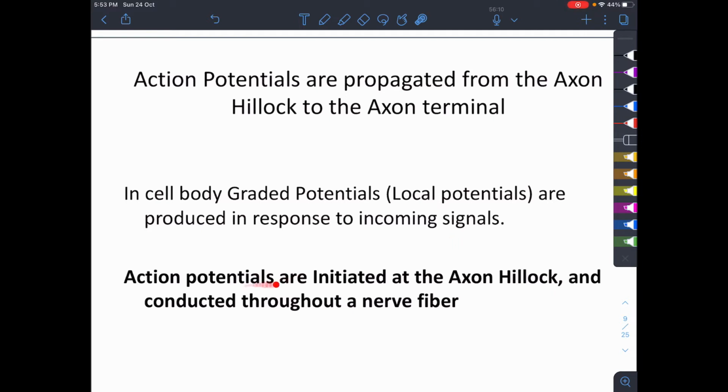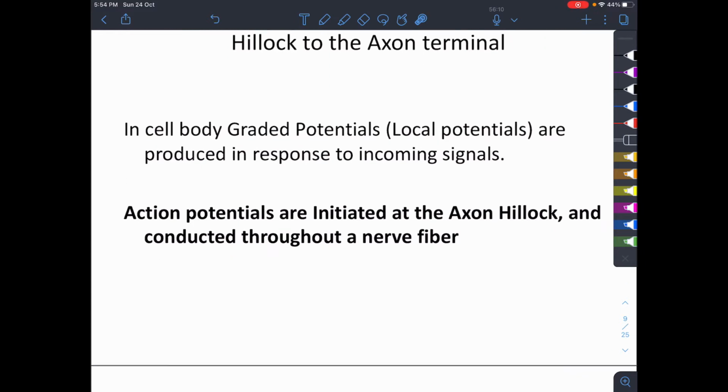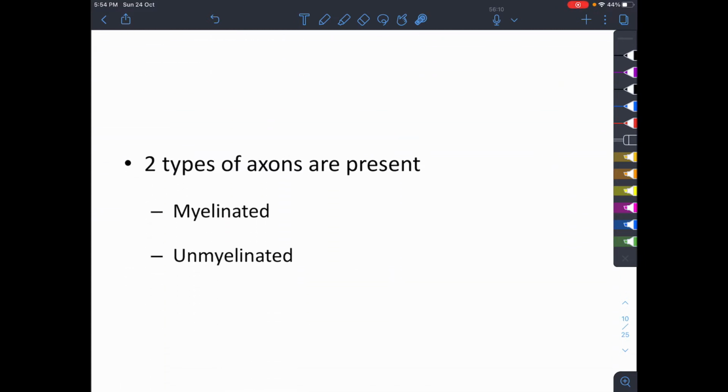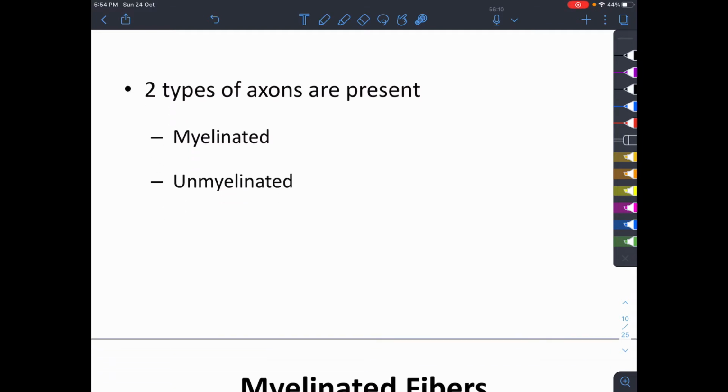So the action potentials are initiated at the axon hillock and conducted throughout the nerve fiber وتوصل للأكسن terminal and we have secreting of the chemical messengers at the axon terminal. The two types of the axons اللي هم عندنا myelinated and the unmyelinated. وش الفرق؟ طبعا احنا نعرف هذا الشيء من أول المyelination.